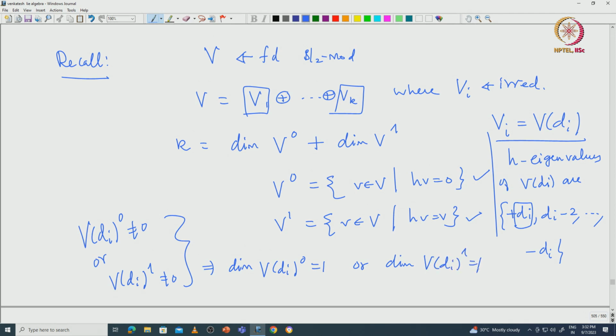So, that means if you are interested in computing the number of irreducible components that occur in the decomposition of this capital V, it is enough to just count the dimension of the zeroth eigenspace with respect to H, and the dimension of the one eigenspace with respect to H. Okay. Because these dimensions will contribute to each irreducible module inside capital V.